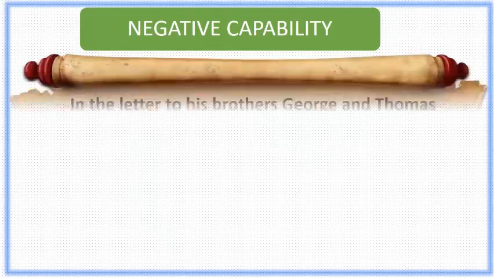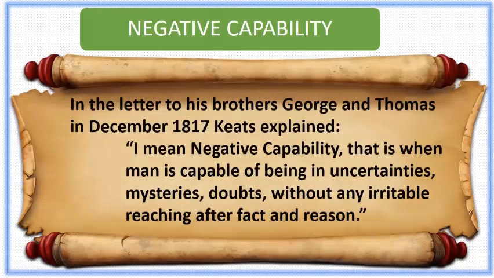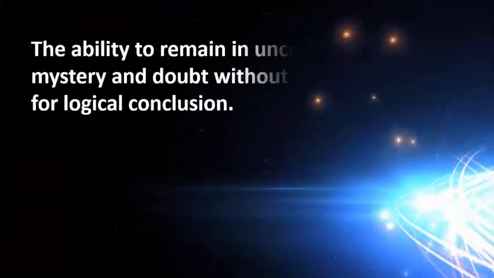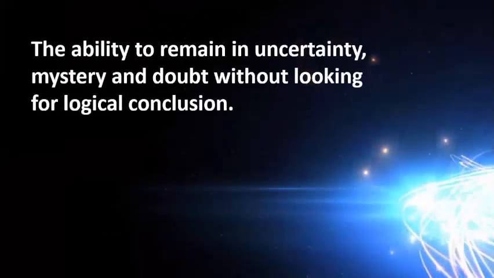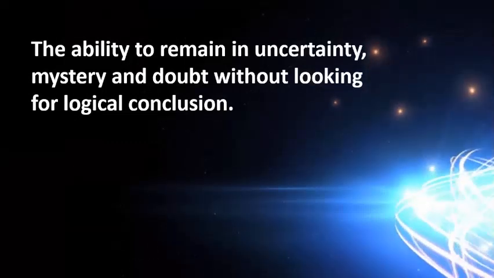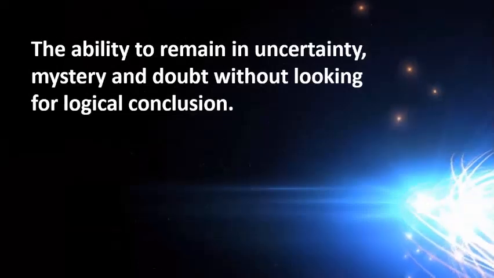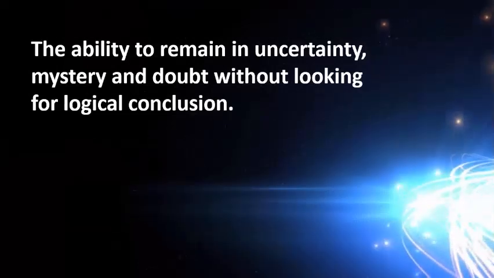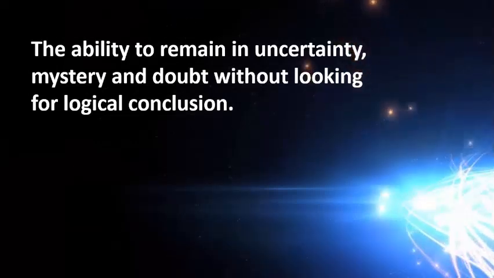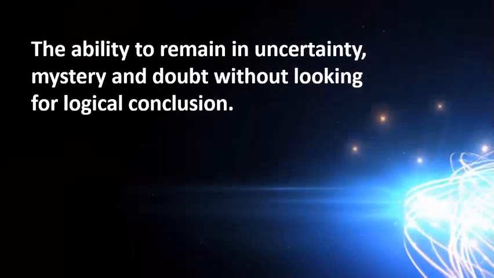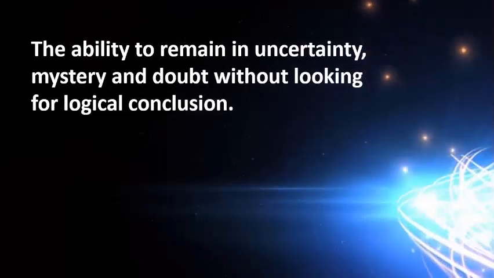Negative capability is a concept developed by John Keats. In a letter written to his brothers, Keats explains negative capability as the ability of being in uncertainty, mystery, and doubts without any effort of reaching fact and reason. In simple terms, the ability to remain in uncertainty, mystery, and doubt without looking for a logical conclusion is exactly what Keats means by negative capability. The series of questions that the poet asks towards the end of the first stanza is related to negative capability as he is content to live in uncertainty, mystery, and doubt.